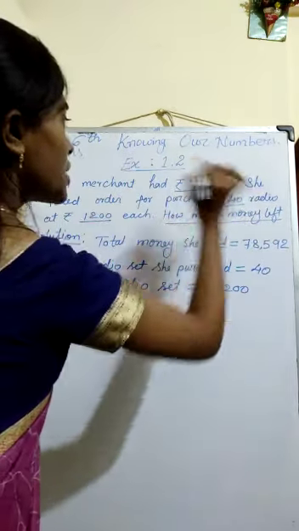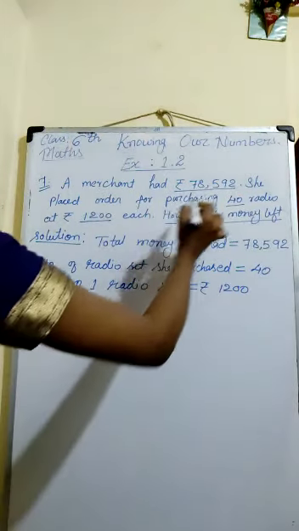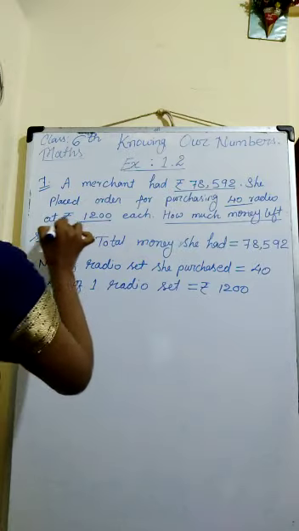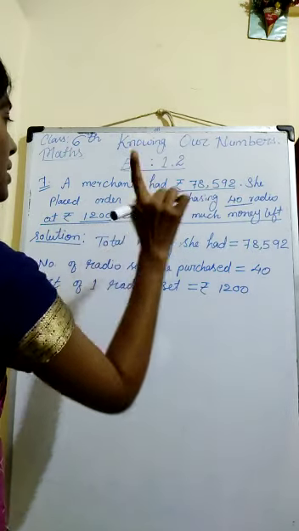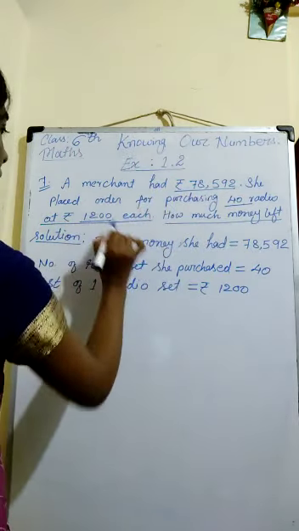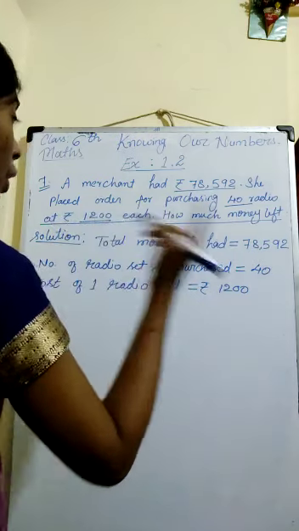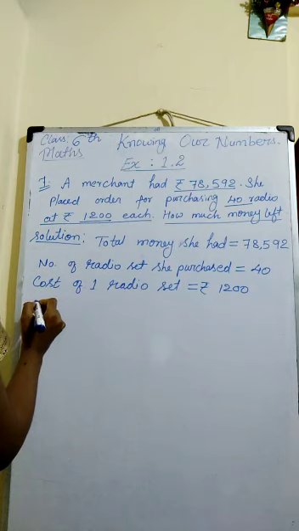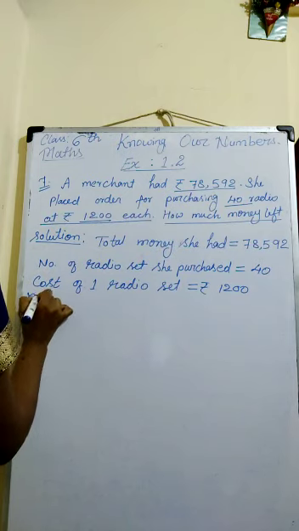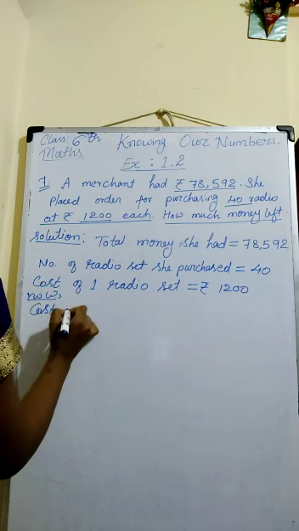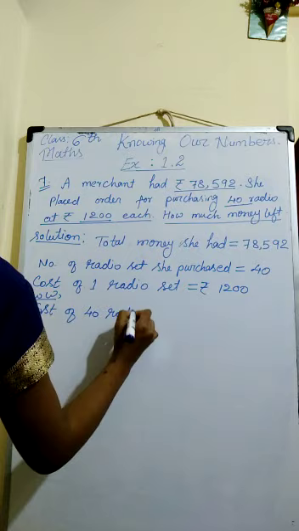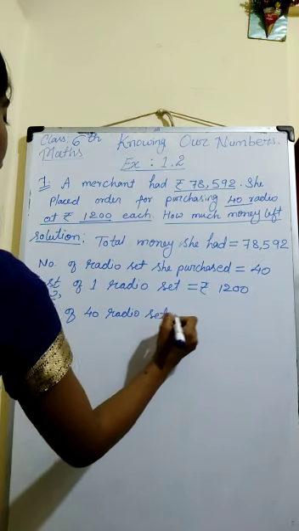At the beginning, this much money he had. She purchased 40 radio sets. Cost of each means one. The cost of one radio set is this. Now we are going to find out how much she has already spent. That means we are going to find out the cost of 40 radio sets.